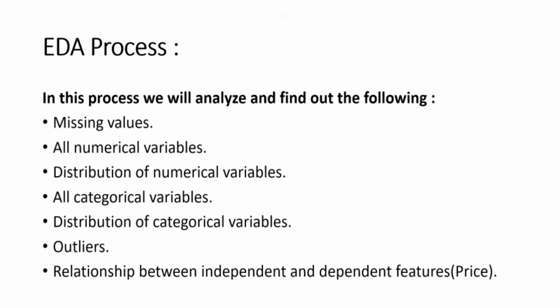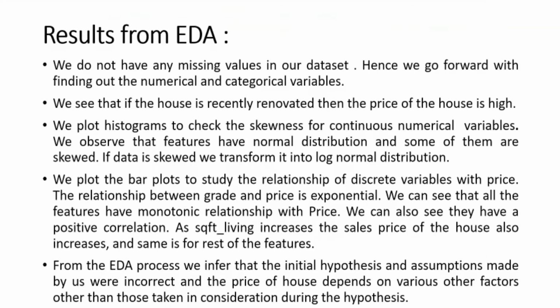Next, we check for how many numerical and categorical variables are present in the dataset. Numerical variables are further categorized into discrete and continuous. Then we plotted histograms for continuous variables to check for skewness. The results were astonishing. We observed that variables like price and square feet living above were skewed.